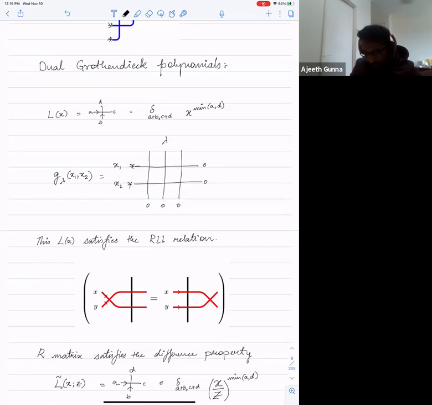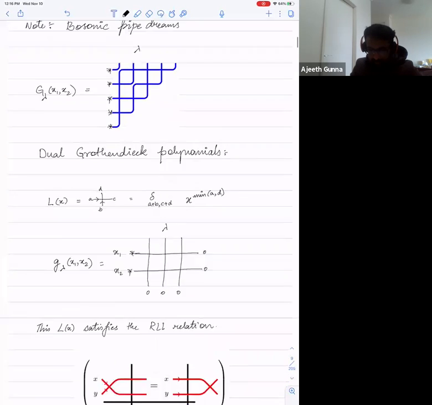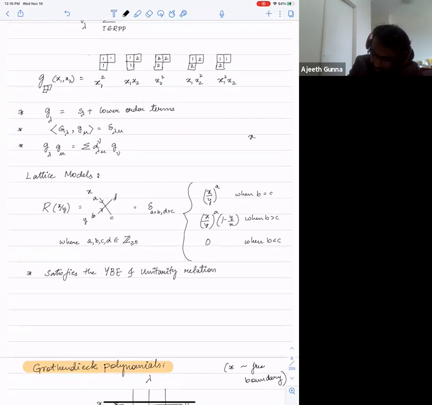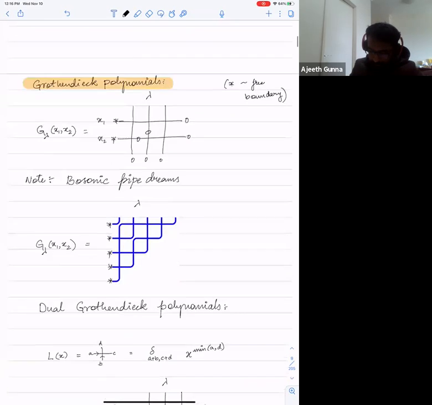Another important thing that I want to mention is that this R matrix satisfies the difference property. By difference property, I mean the R matrix is independent of scaling of the variables. So if I send x to x over z and y to y over z, the R matrix is independent of z. That's what I'm going to call the difference property.